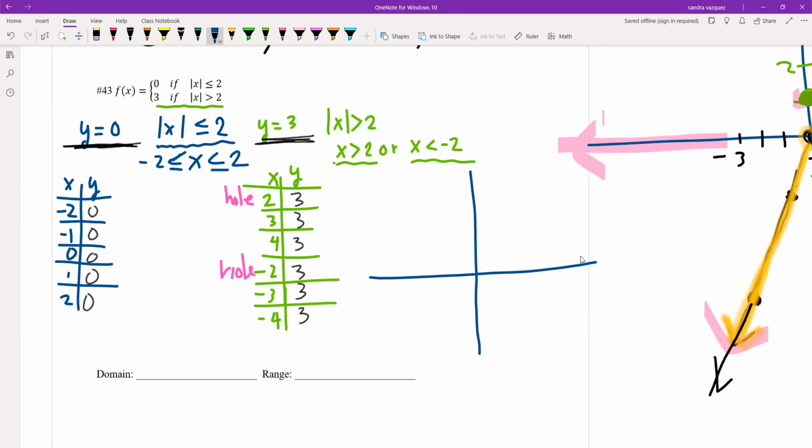Let me label a few of the points. So then this is a -1. Then I have a -2 here. Then we have a -3. We have a -4. I'm going to label that a -5. Then we have a 1, a 2, a 3, a 4, and then a 5.